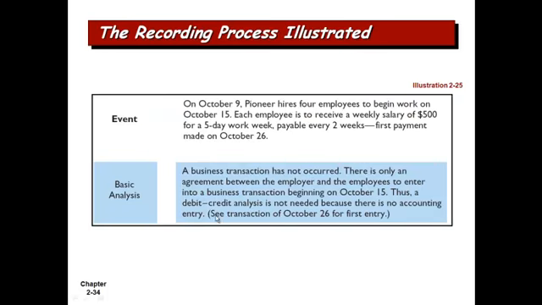This goes over the basic analysis. Pioneer hires 4 employees to work. Each employee is to receive a weekly salary of $500 for a 5-day work week, payable every 2 weeks. A transaction has not occurred when you hire an employee. There's only an agreement between the employer and the employees. Debit and credit analysis is not needed because there's no entry.